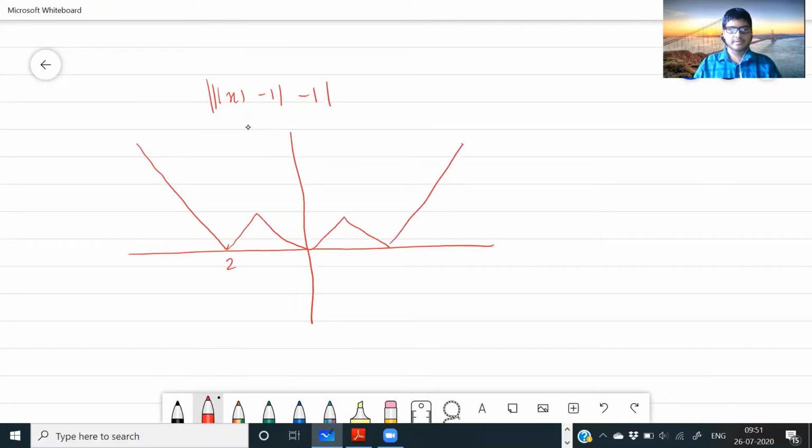So this is 2, minus 2. These points will be minus 1, 0, 1. Okay, you can plot it and you can see also that it is the correct graph. Now this is f(x). Now let us try to draw g(x), which would solve the entire problem.